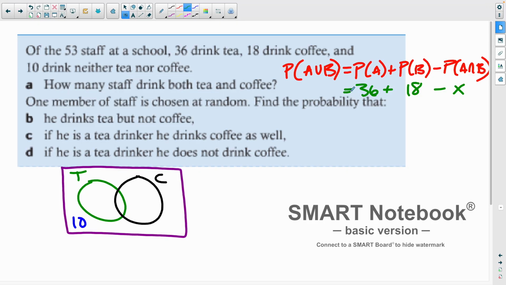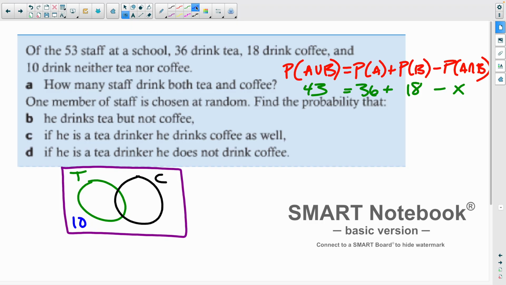How many of them drink coffee, tea, or both? Would you add them? 36 plus 18? Not quite. 43. How'd you get 43? Subtract it by the people. So these 10 don't do either. I know there's 53 people that I surveyed. 10 don't do either. But 43 do some version. Tea, coffee, or both. All right? So this is 43 that goes right there.